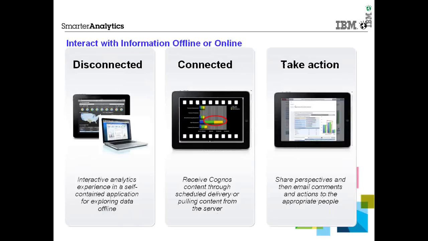Now let us look at the various interactive modes with the information that is getting shared offline or online with us. So the two major options are disconnected and connected. As I said, it's not necessary for us to be online 24/7. That actually costs us. So we would love to do that analysis even in an offline mode. That is where something like Active Reports on iPad comes in to help you do the analysis in a disconnected mode.